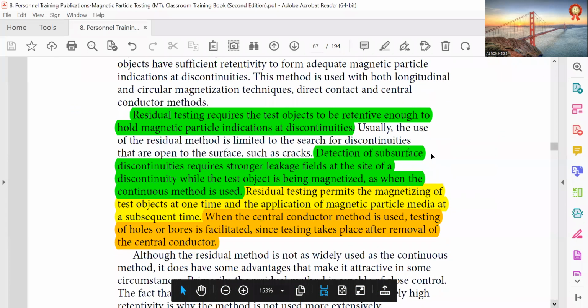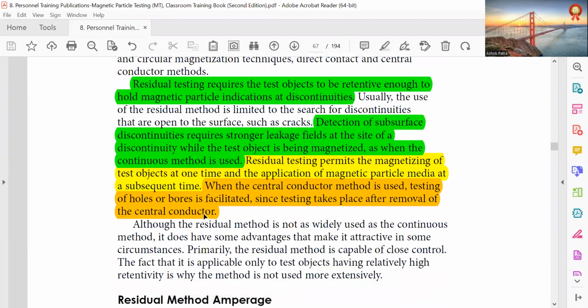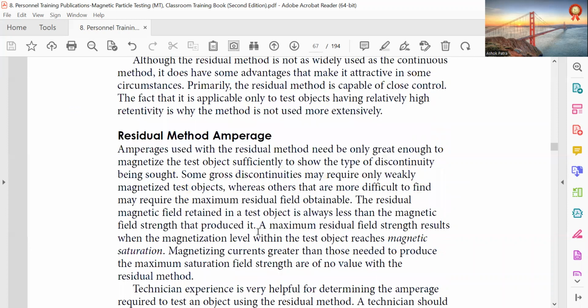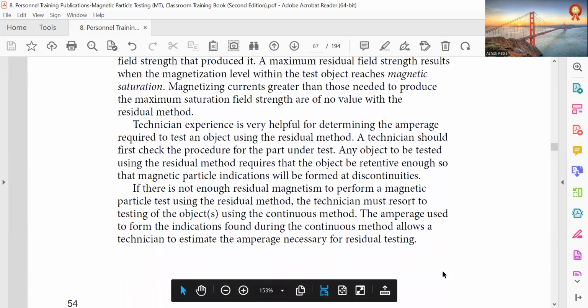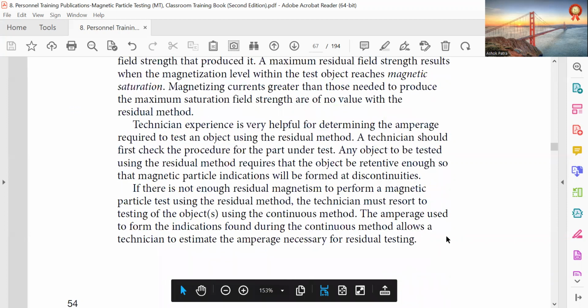Residual testing permits the magnetizing of the test object at one time and application of magnetic particle media at a subsequent time. If the central conductor method is used, testing of holes and pores is facilitated since testing takes place after removal of the central conductor. If it is residual, it is nothing like that.